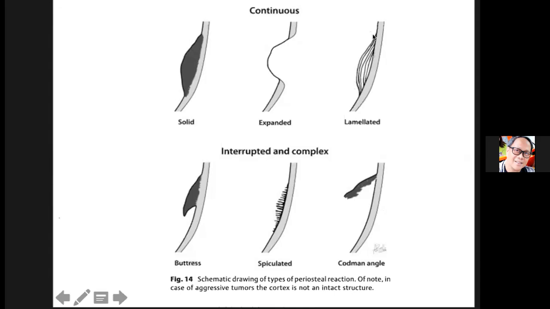Not exactly onions. When you say onion skinning, it's going to imply a malignant lesion. So this is laminated. You use the term laminated instead of onion skinning. For all these three, the cortex is always intact. And there's the buttress, the Codman's triangle. This is the sunburst appearance, and also Codman's triangle here. And there's lifting too.